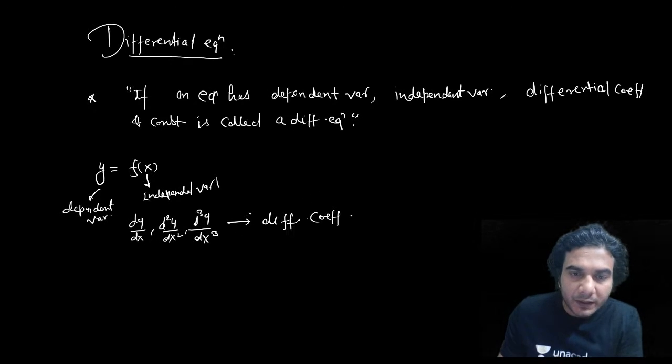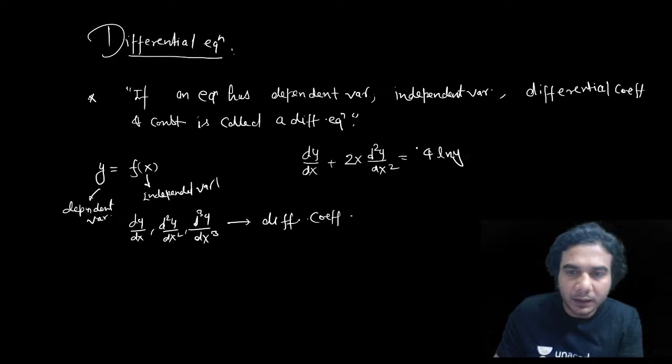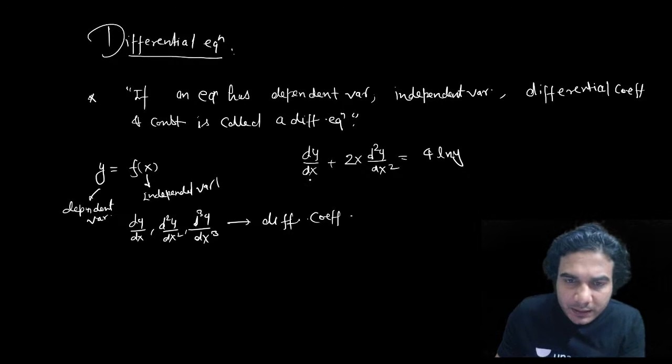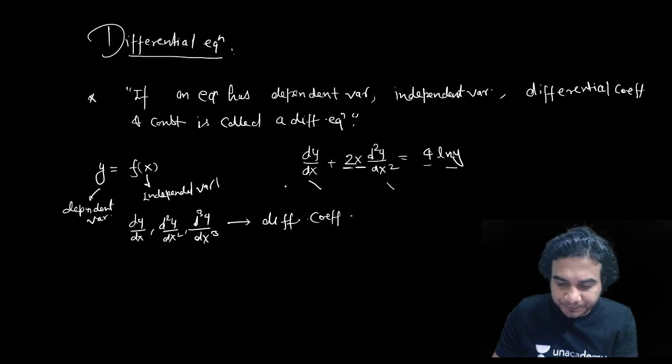Okay, so any equation which has these terms like dy by dx plus 2x d2y by dx2 is equal to 4 ln y. Okay, like this. You can see this equation has differential coefficients, independent variable, dependent variable, and constants 2 and 4, right? So this is called a differential equation.